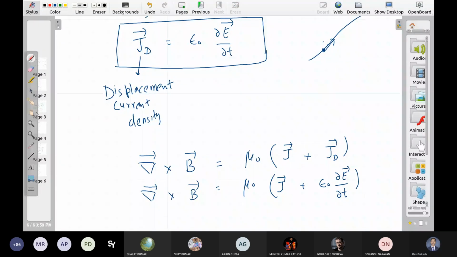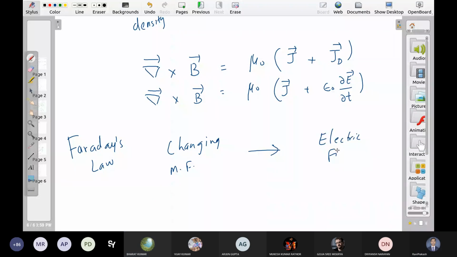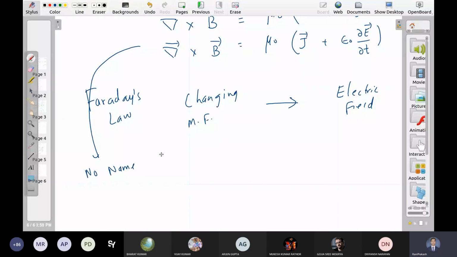What does Faraday law say? Faraday law says rate of change of flux is... Changing magnetic field produces electric field. What this says? There is no name for this equation. कोई name तो नहीं है. But what it is saying? Changing electric field produces magnetic field.